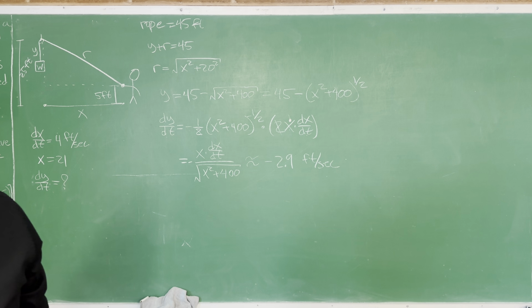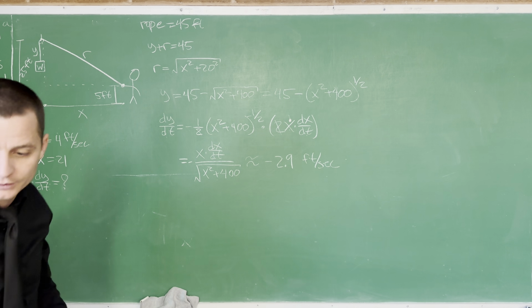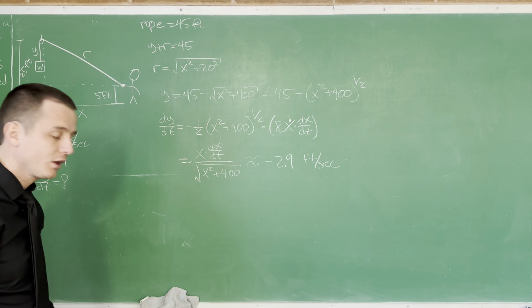Let me double check that with the author's answer. 2.9 feet per second. Okay, that's what he got. 2.9 or negative 2.9? It's going up at 2.9 feet per second. This negative sign is telling us that the rate of change of y is negative, because the rope we're measuring is actually getting smaller.